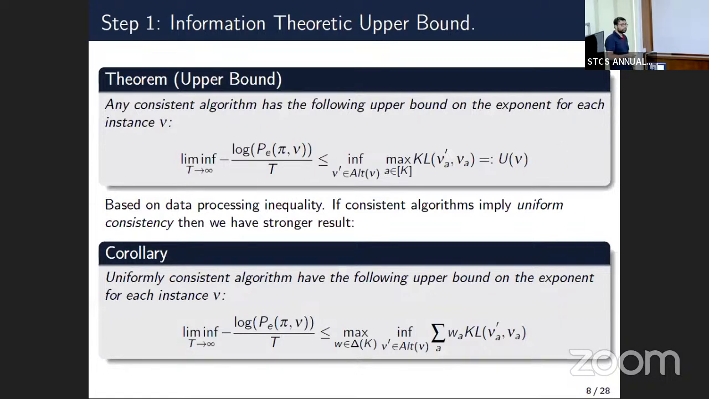So just define again the uniformly consistent. A uniformly consistent strategy is such that for any given epsilon, there exists an n0 such that the probability of error for any instance is less than this epsilon for all n greater than this n0. And this epsilon and n0 are independent of the probability instance? Yeah, they are independent. That's a critical point. They're independent of the instance.